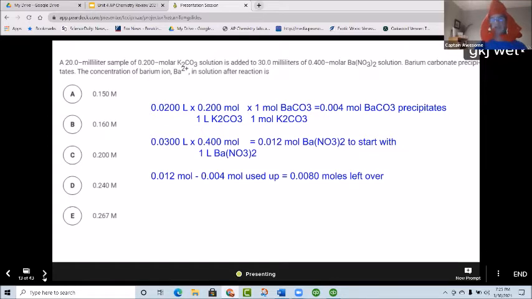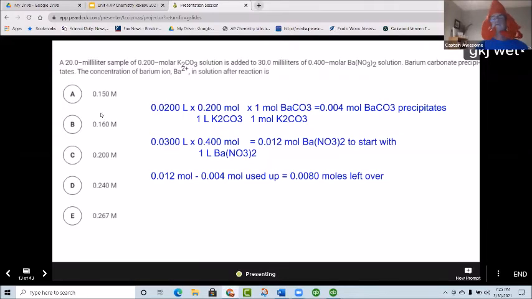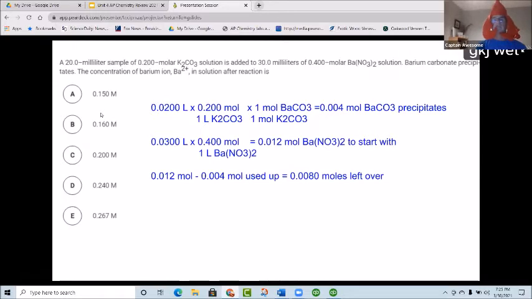The next thing is, how many moles of barium nitrate did I have to begin with? If you had 0.03 liters and 0.4 moles, then I can calculate the moles to start with. So when it asks for the concentration after the reaction, you have to think about how many moles of barium reacted. That was the top calculation.